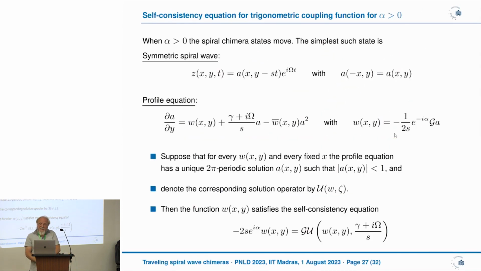So how do we actually do these calculations? I'm going to just say a few words about that. So suppose I want to just look for solutions that travel in the y direction. So I want to look for a solution of this type. I substitute that into the Ott-Antonsen equation, and I get something of this form, right? It's a partial differential equation. The W here is given by that convolution that we talked about earlier.